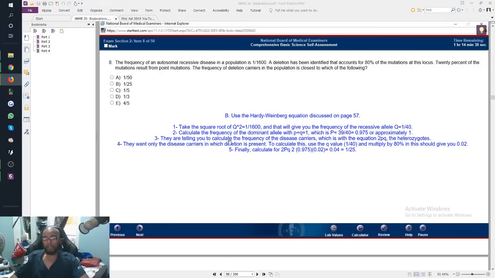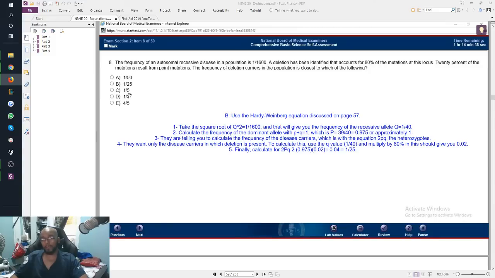They are telling you to calculate the frequency of the disease carriers, which is with the equation 2pq. Right? The heterozygotes are the carriers. They want only the disease carriers in which deletion is present. To calculate this, use the q value, 1 over 40, and multiply by 80%. And this should give you 0.02. Finally, calculate for 2pq. That's 2 times p times q. You get 0.04, which is 1 over 25. And you're done. Right? 1 over 25.